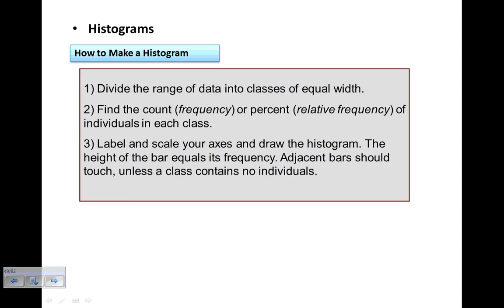Histograms. Histograms are different than bar charts because in a bar chart you're using categorical data. In a histogram, you use quantitative data. So how to make a histogram: divide the range of data into equal widths, find the counts or frequencies or percents of the individuals in each class, and label and scale your axes, and then you can draw your histogram.